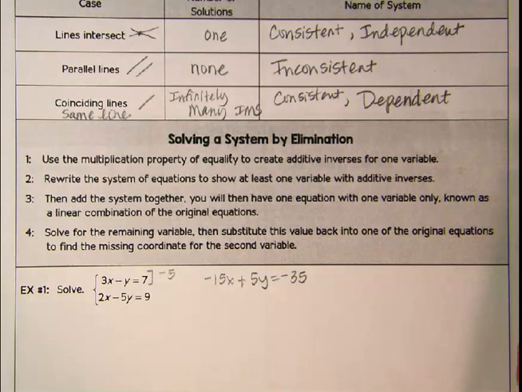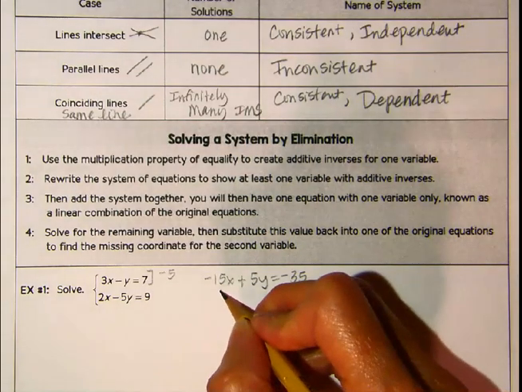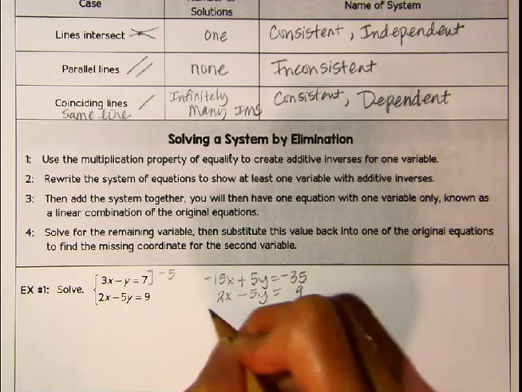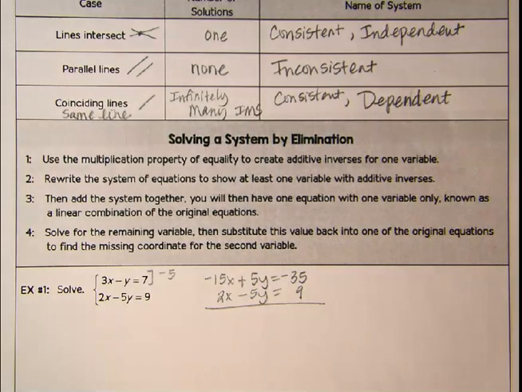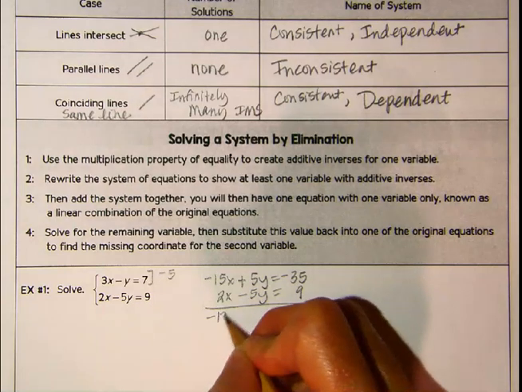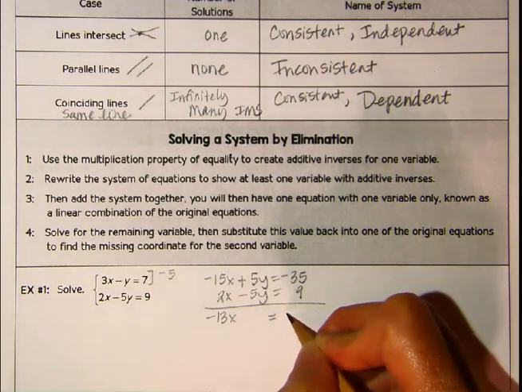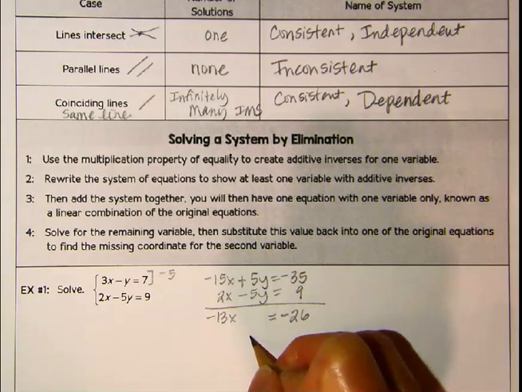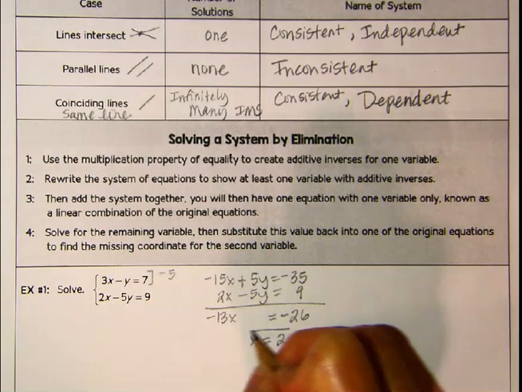Remember, you go across the board, even the one on the other side. The second equation, I'm just going to bring over. And now I can add these two equations together and one of them cancels. The y's cancel, which is what I want. -35 plus 9, that's -26. Divide by -13, so I know x is 2.